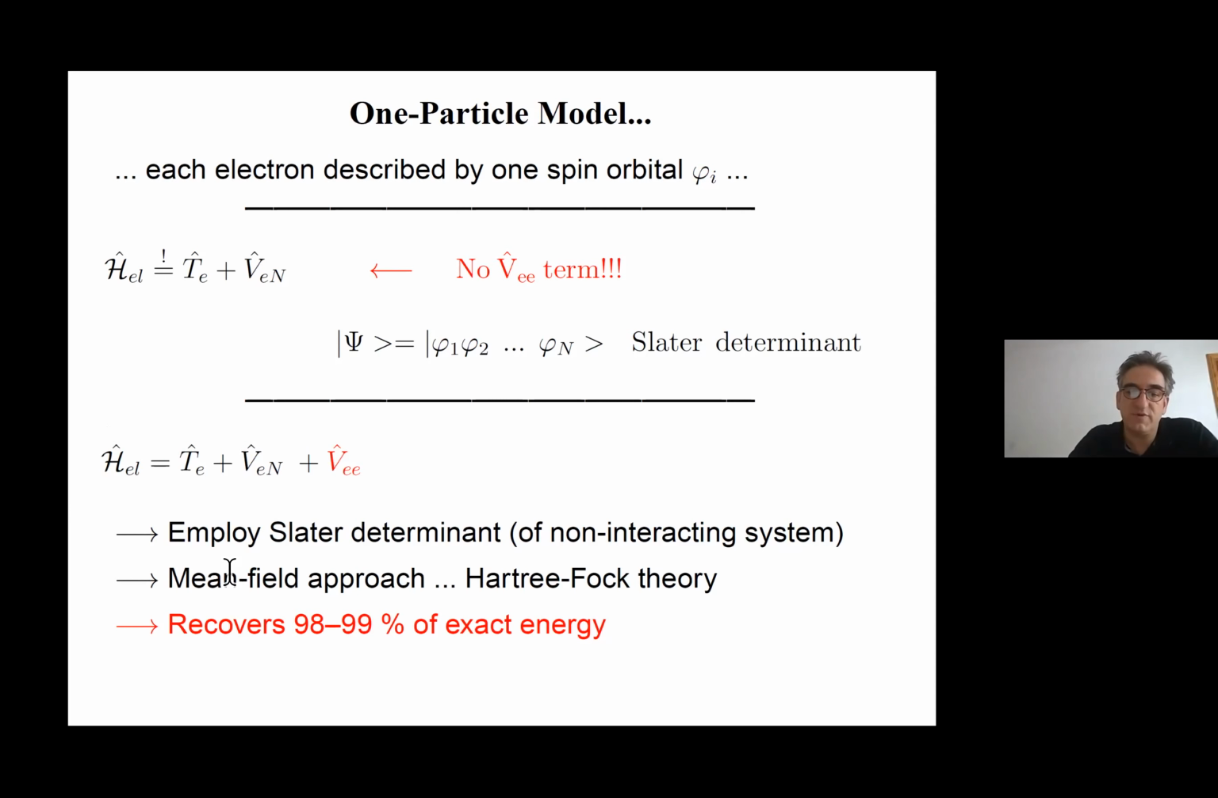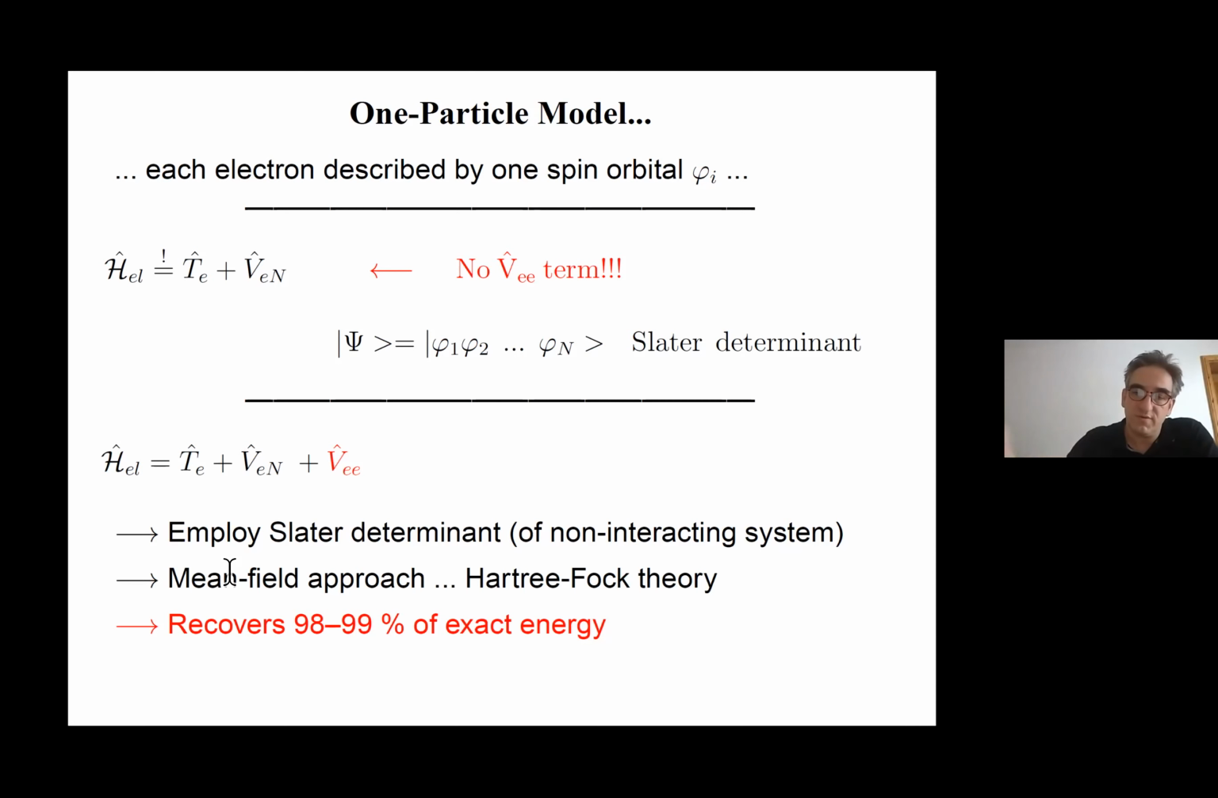And it recovers about 99% of the exact energy. This is of course perfect. 1% error would be small. But if you think about what kind of energy we are calculating, it's a huge energy. It's the energy which becomes free if we build our molecule out of the positively charged nuclei and the electrons. So the errors can still be huge. 1% is a huge energy.